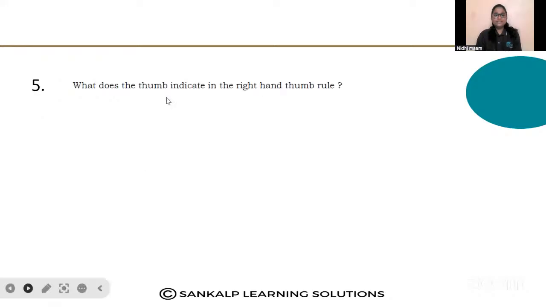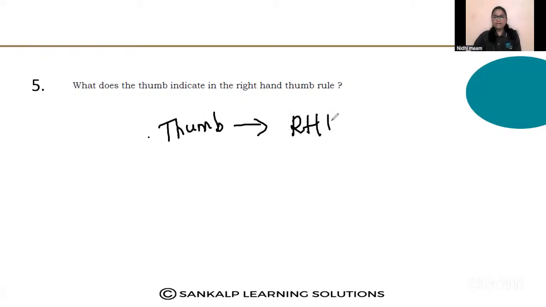Next, what does the thumb indicate in right hand thumb rule? Thumb indicates where, right hand thumb rule alli. Right hand. So this is our right hand, right? So illi thumb indicates what? Thumb ಏನನ್ನ indicate ಮಾಡುತ್ತೆ? That they are asking. We learnt it in multiple choice question also. Yes, what is your answer on this?